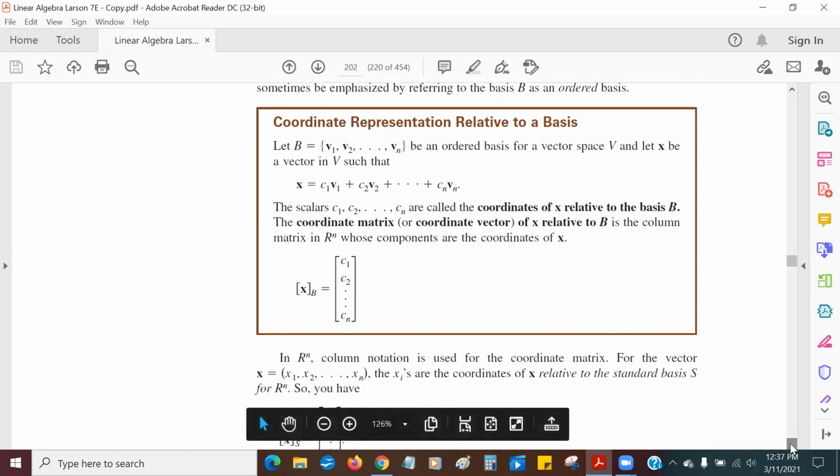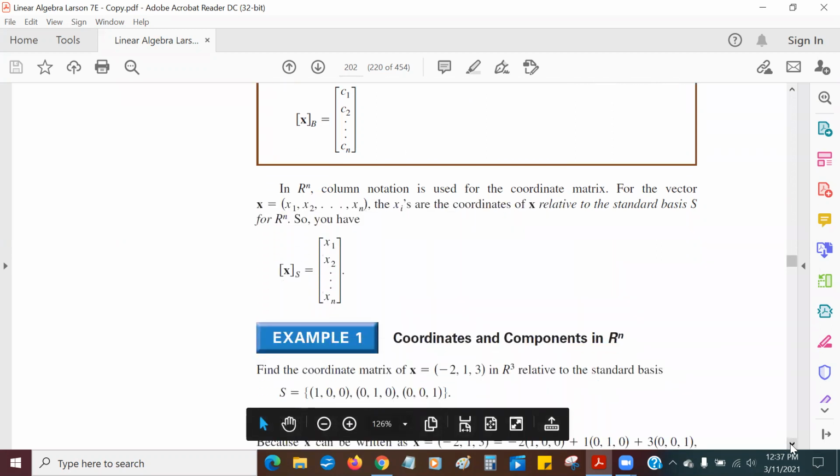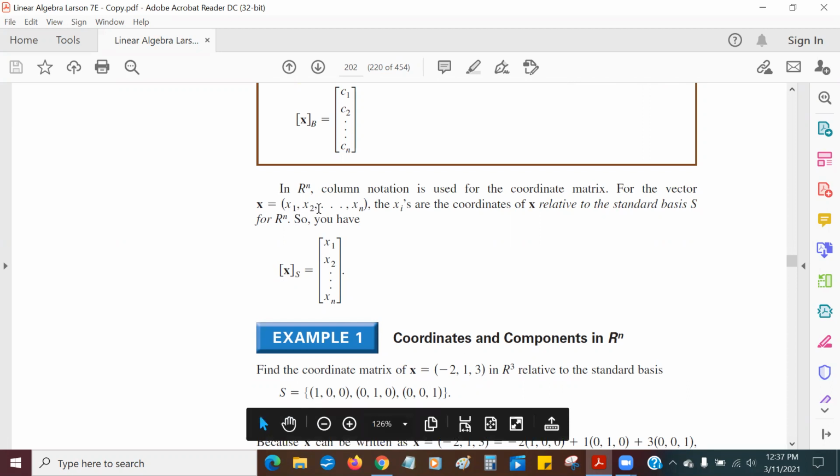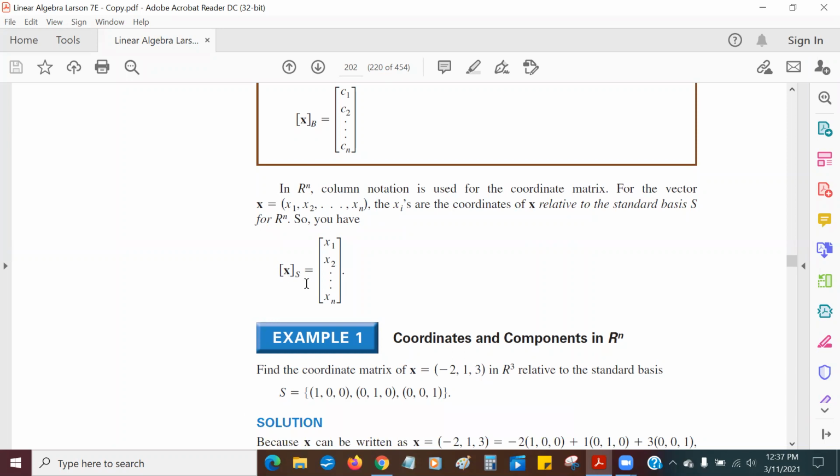Anyways, let's move on. In Rn, the coordinate notation is just x1 comma x2 dot dot dot comma xn, and this is relative to the standard basis s. So x_s is this guy right there. Now, normally we don't bother writing the s because that's the standard basis. Just like when something is log base 10, you don't write log base 10 because that's the common logarithm. Or square root, you don't write the little 2. Cube root, you write the little 3 in the upper left corner. But in square roots, you don't bother writing it because it's so common.